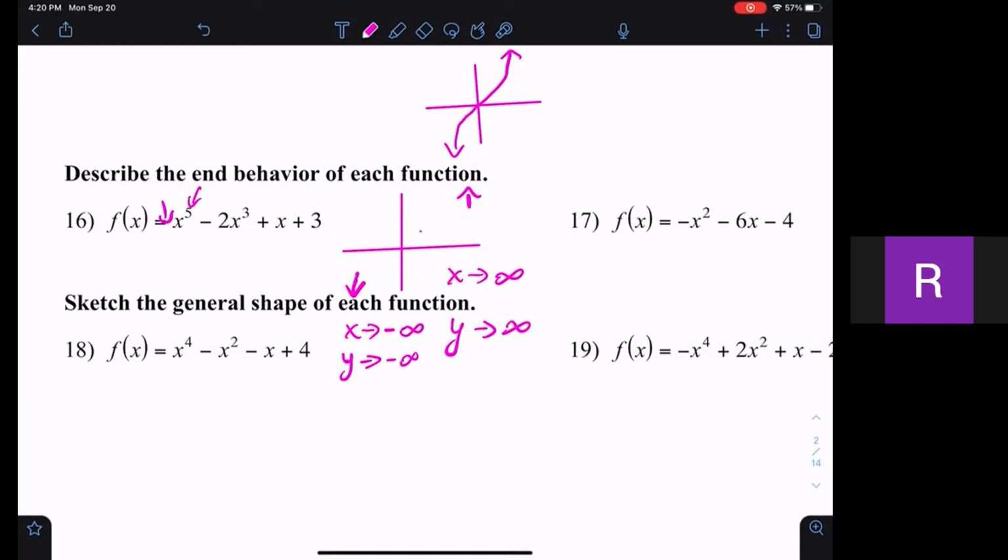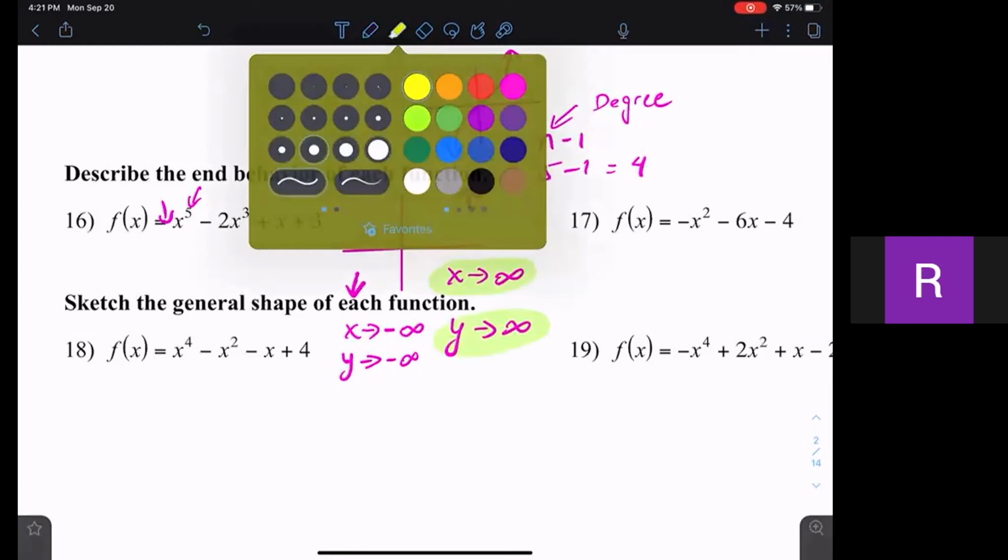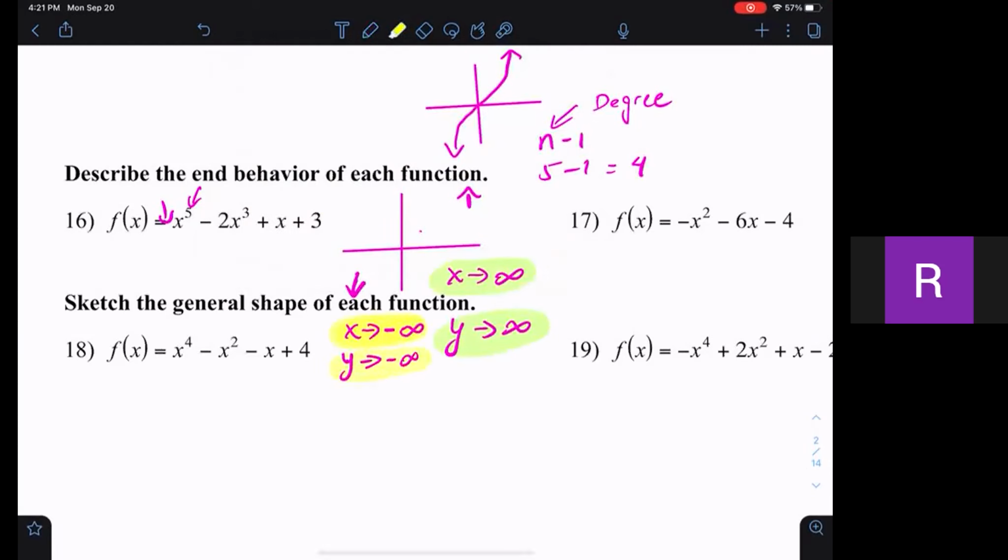You're supposed to have n minus 1 terms, right? For this polynomial function. So if you have degree 5, then you should get at least 4 terms. I'm not saying that it has to be exactly 4 terms, but at least 4 terms, right? So here, I'm not gonna do that because they just want me to describe the end behavior. So that's the end behavior. As x approaches infinity, y approaches infinity, and as x approaches negative infinity, y approaches negative infinity.